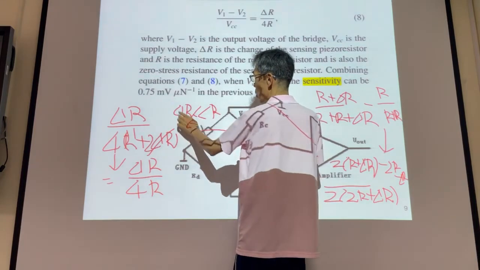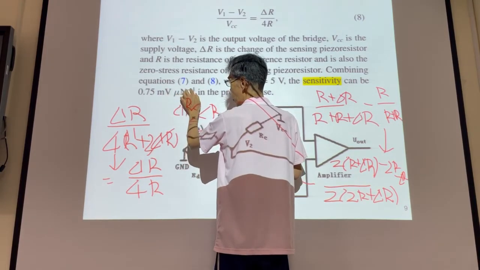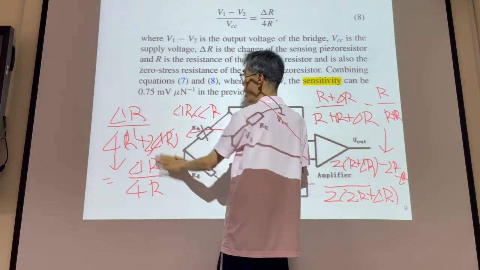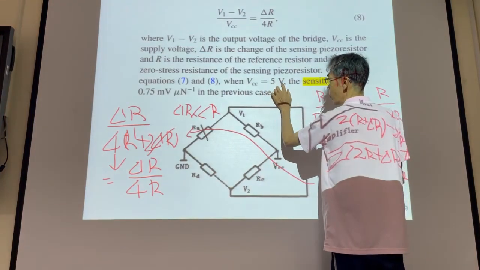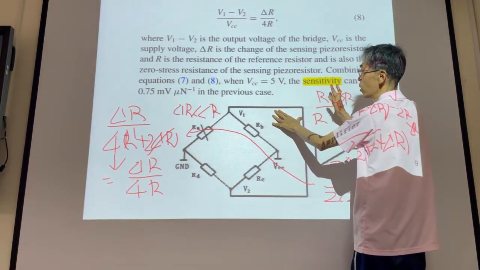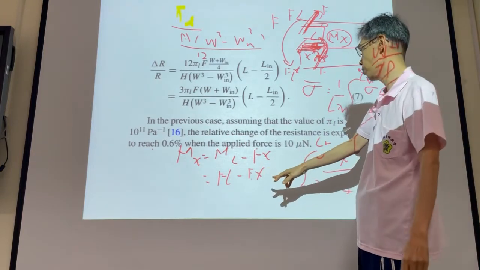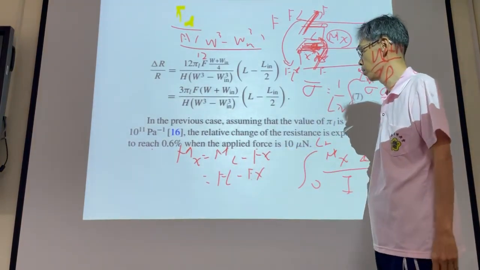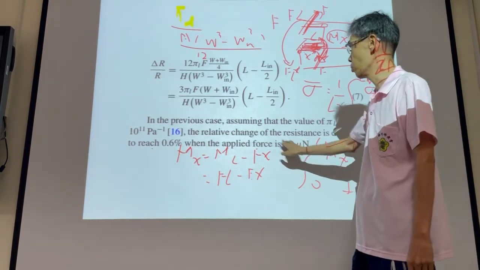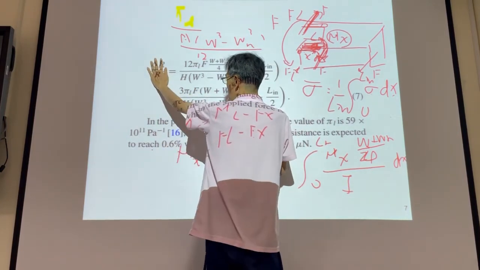Next. This one, millivolt, is V1 minus V2. This is micronewton to the minus one. So it's millivolt per micronewton. Now, use VCC equal to 5 volt. Use equations 7 and 8, and the previous one. From equation 7, this is 10 micronewton, and this is 0.6%. So you can use this result, 0.6% and 10 micronewton.